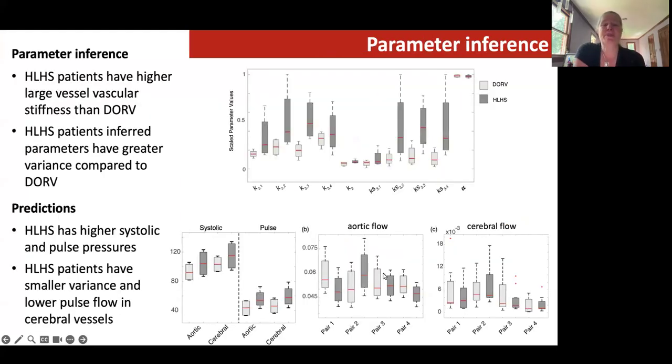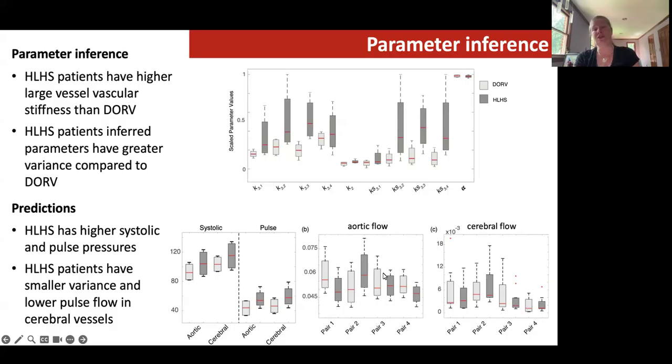And so now we could compare some of the predictions from the model and some of the parameters. One of the things we observed, which kind of makes sense, is that there is much more variance in the parameters from the HLHS patients. And remember, we had only 4 patients in this study. In general, they had stiffer vessels, which is what we expected. But also there was much more difference between the patients, so it was hard to do statistics.